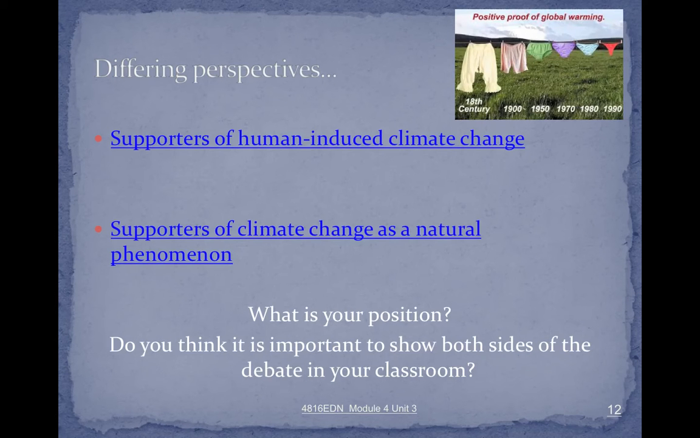So here's some differing perspectives. I'm going to show you both of these. One's from supporters of the human-induced climate change, as in we've done this, we've created this problem as humans. And the other is supporters of climate change as a natural phenomenon, in that supporters of this position assert that this is just a natural cycle and we're just going through a particularly warm period at the moment. So let's have a look.